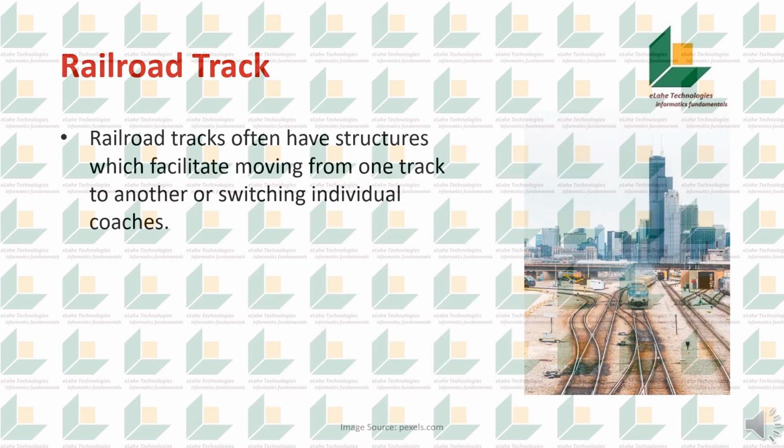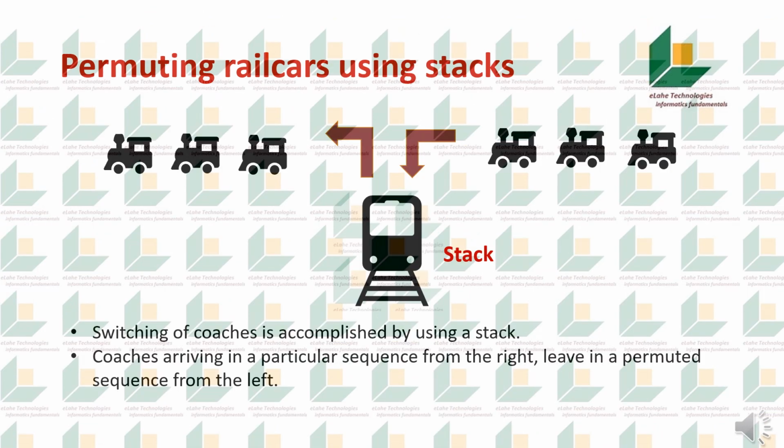Railroad tracks often are designed in a way that facilitates moving from one track to another or switching the linear order of the coaches. We can simulate the process of switching coaches using a stack. In the figure, the railcars arrive in a particular order from the right. The cars leave from the left. Cars can be withheld in the stack below before being sent on their way leftward. This facility can be used to permute the sequence of cars.